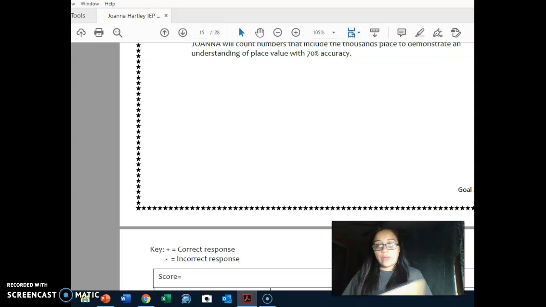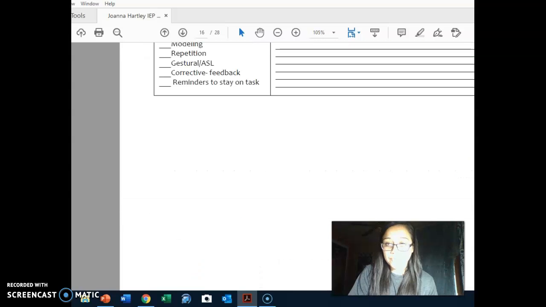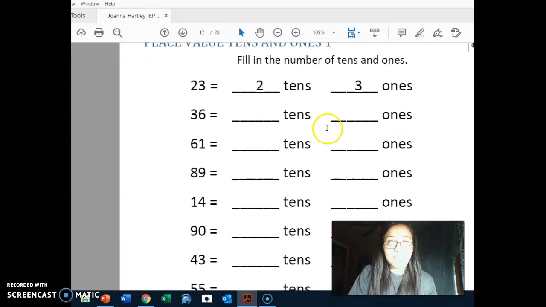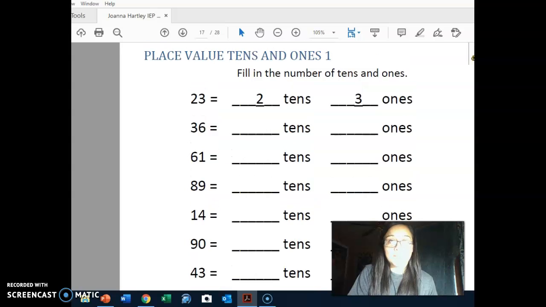So now, when I give you this worksheet, you are going to be identifying. You're going to be filling in the number of tens and ones. So right here, it's asking you to identify all the numbers that are in your tens place. You have this in your packet as well. You are going to tell me which one is in the tens place. Is it the 3 or is it the 6? And then you're going to write your correct answer.